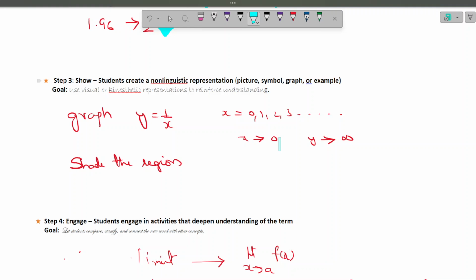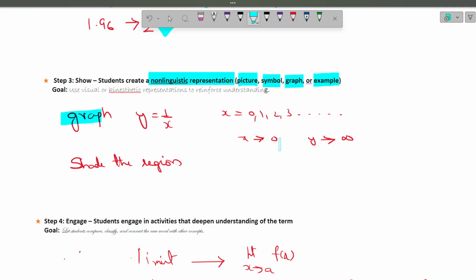Step 3 is show. The students create a non-linguistic representation. That means there should not be words. It should be a picture, it should be a symbol, it can be a graph or any other non-linguistic means.